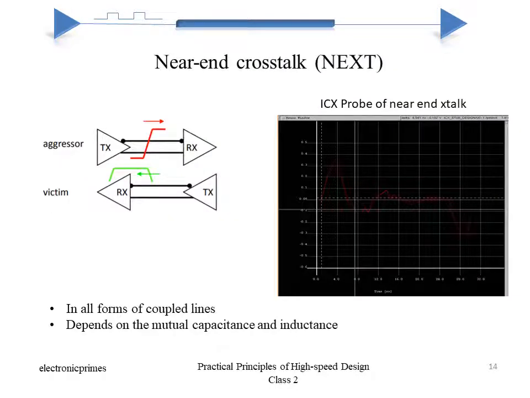Near end crosstalk. This will occur when you have an aggressor and victim, with transmitter and receiver, with driver and receiving end on the aggressor and victim side, and they all form coupled lines. This will occur, but it also depends upon the mutual capacitance and inductance. On the right side we can see the ICX probe of a near end crosstalk, how it looks, and how the near end crosstalk would form here.